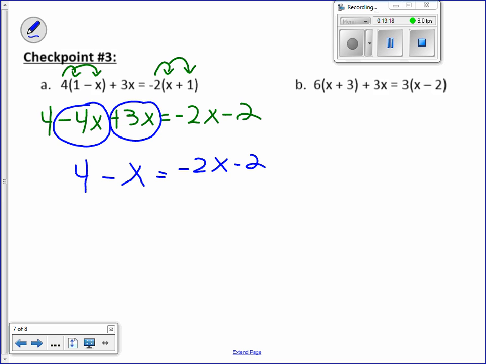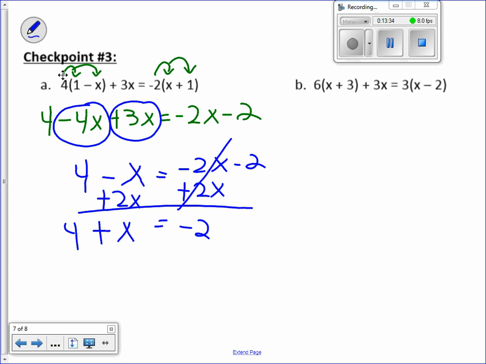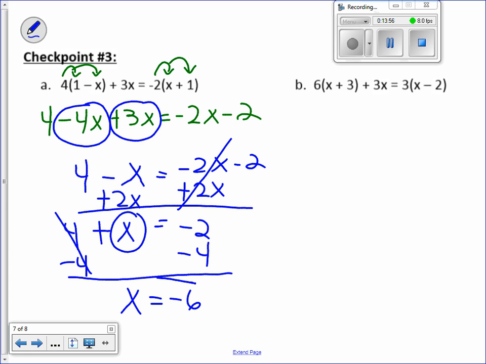So here, instead of a negative 2x, I can have a positive 2x. What I do to one side, I do to the other. So the 2x's cancel out. I have a negative 2 is equal to 4 plus x, because a negative x plus 2x gives me 1x. And here I still need to solve for x, so instead of adding 4, I need to subtract 4. What I do to one side, I have to do to the other. So once I subtract 4, the 4's cancel out, and I'm left with x is equal to a negative 6. So the answer for checkpoint number 3A is x is equal to negative 6.